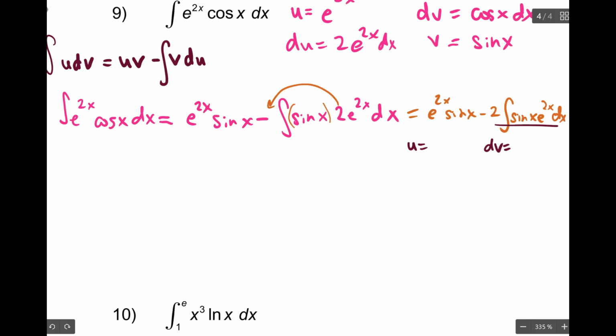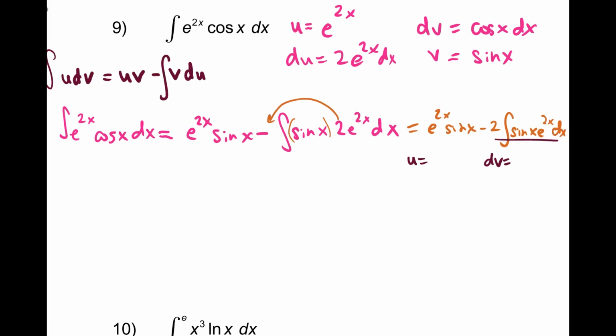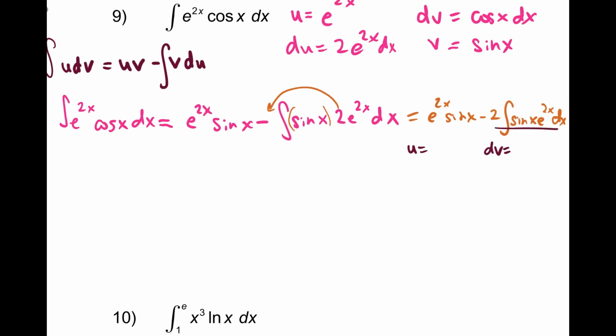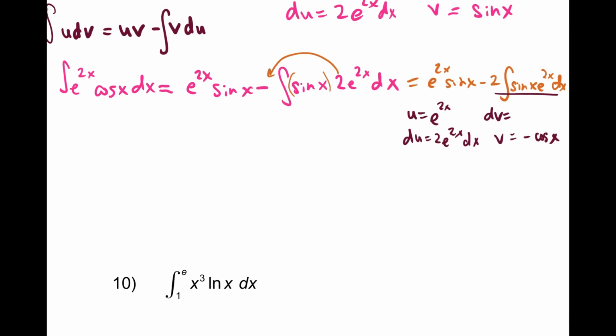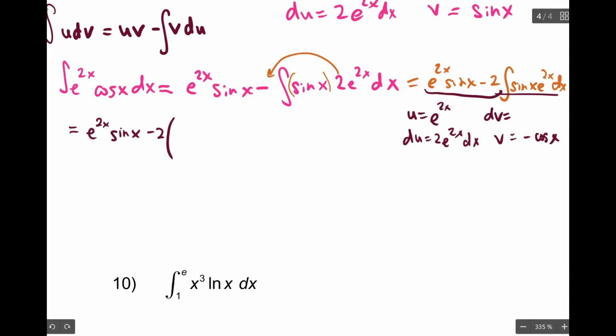So remember, you can't switch halfway. Originally my u was e to the 2x, so I have to keep that. Otherwise, I'm gonna be undoing all of my previous work. So du equals 2 e to the 2x dx. v is equal to negative cosine x. Go ahead, plug that in. Oh my god. I gave you guys room, but clearly not enough. Okay, so I just copied over my original stuff.